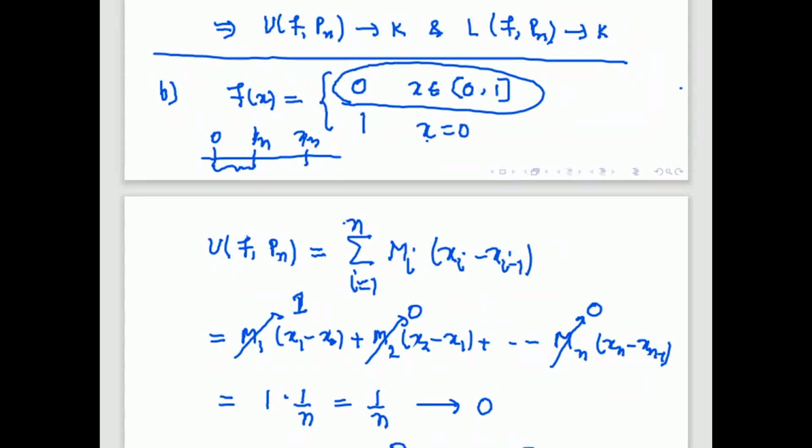At point 0 it is 1, and at the remaining points in this interval 0 to 1 by n it takes value 0. So what will be the upper bound in this interval? The functional value cannot go beyond 1, it can be at most 1. So the upper bound is 1, even 2 is also an upper bound, 3 is also an upper bound. So what will be the supremum? The supremum is the least upper bound, and the least upper bound is 1. So 1 is the value of M1. In the remaining intervals it is 0 only, so all values are 0.